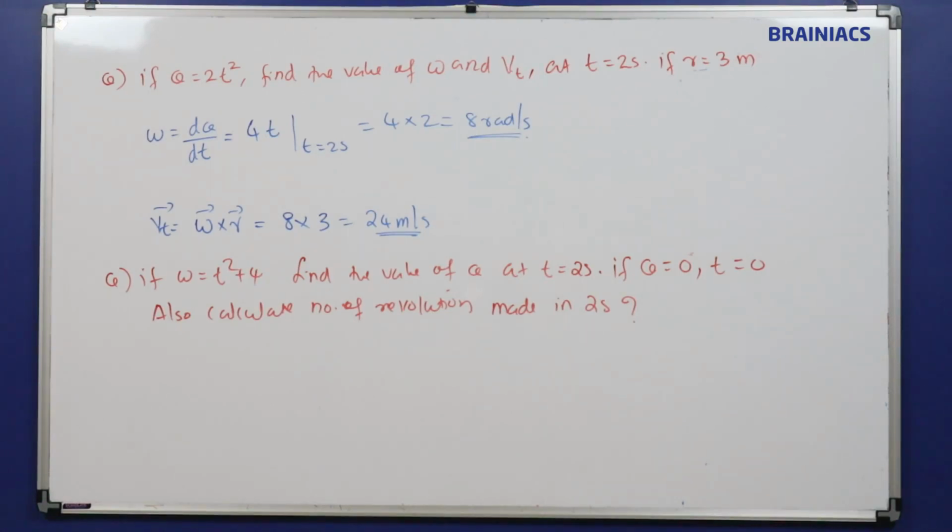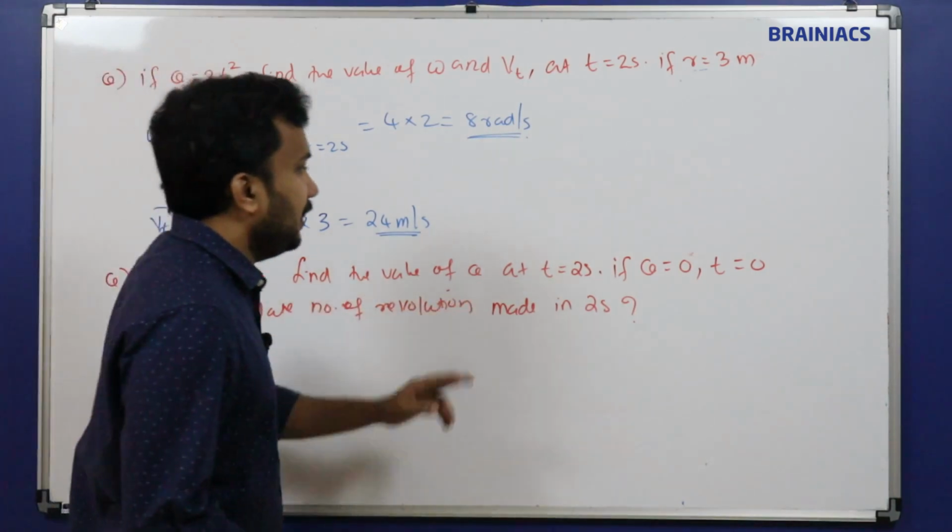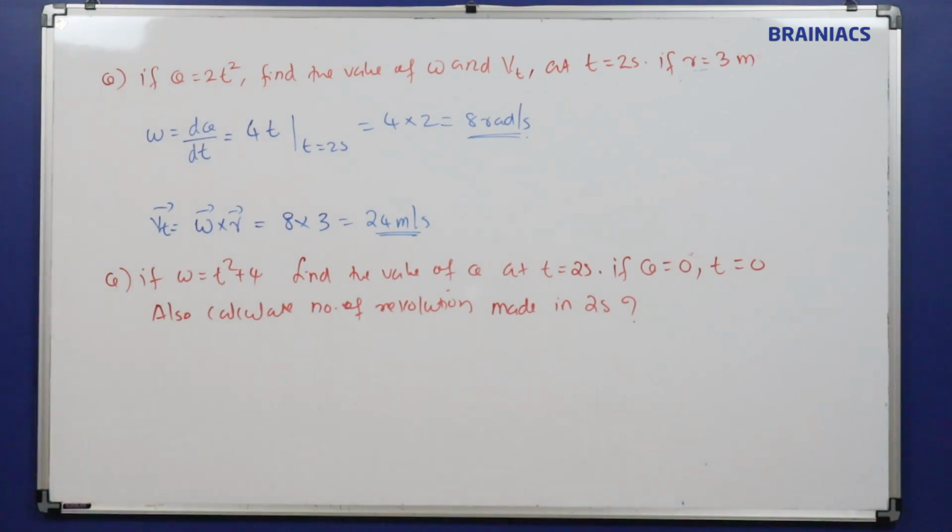Okay, we want to find out the number of revolutions made. Find the value of theta at t equal to 2 seconds, and find the number of revolutions made in 2 seconds. So let's first find out the value of theta.